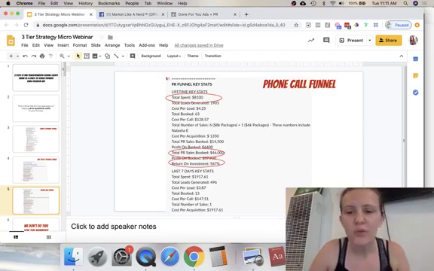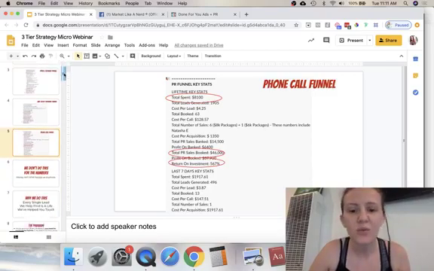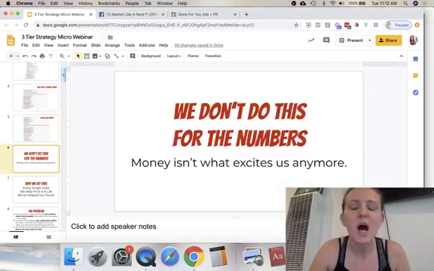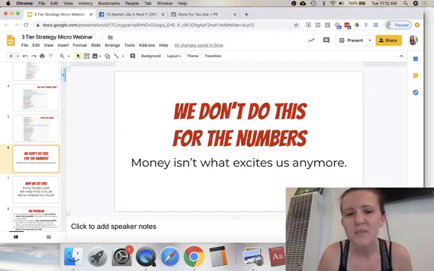Now, these numbers are really cool, and it's great to be able to say, ooh, look, we had a 567% return on ad spend, but we don't do this for the numbers, guys. Money, it's not what excites us anymore.